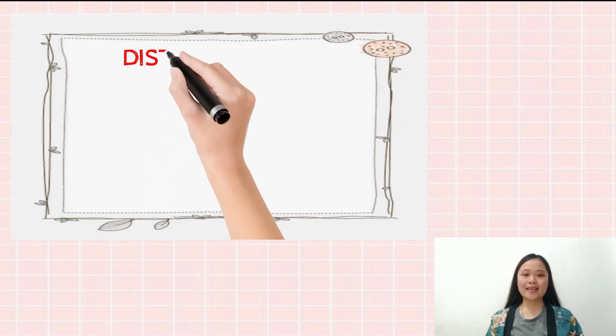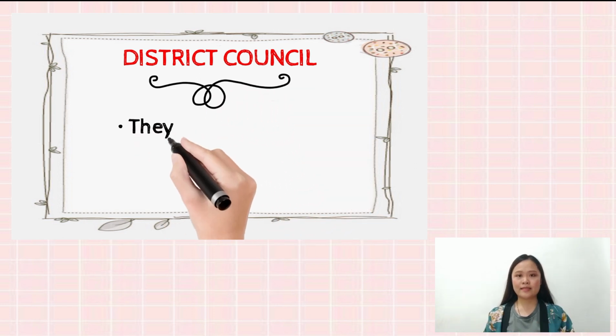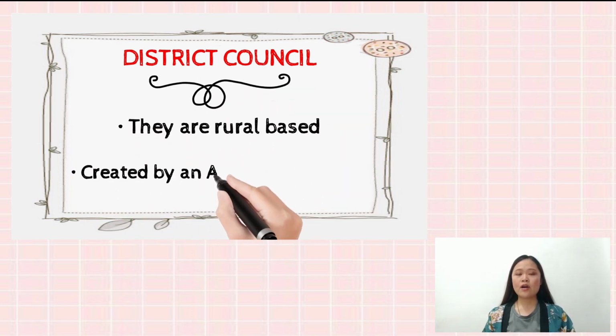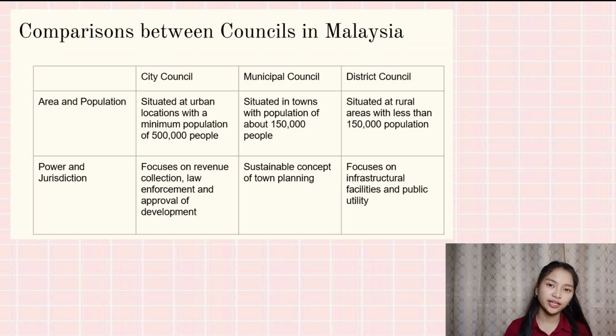Next, we will proceed to the characteristics of a district council. For example, they are rural-based. They have a population of less than 150,000 living in villages, with an annual income of less than 20 million. In order for us to identify the differences between councils in Malaysia, we have to look at two aspects: the area and population of each council, and also the power and jurisdiction that they are responsible for.